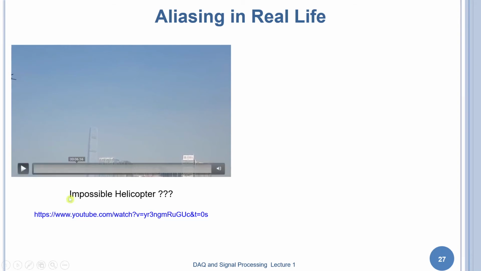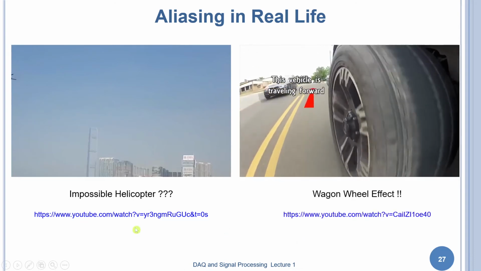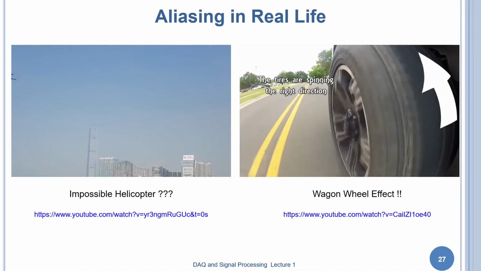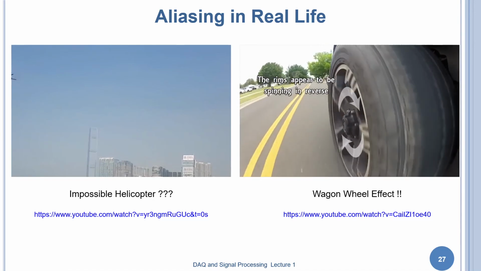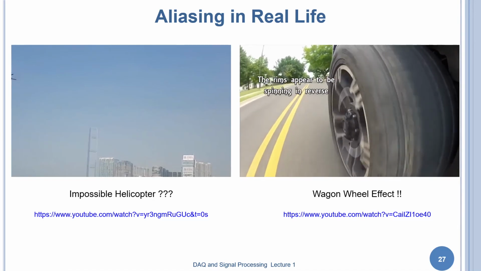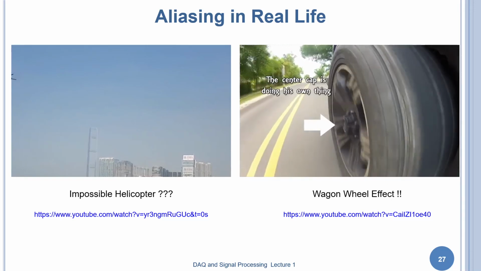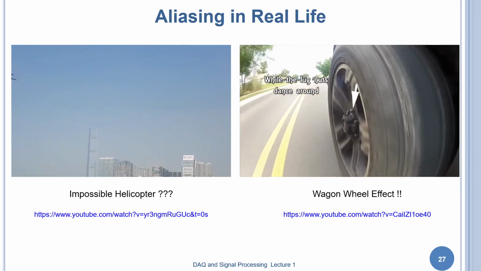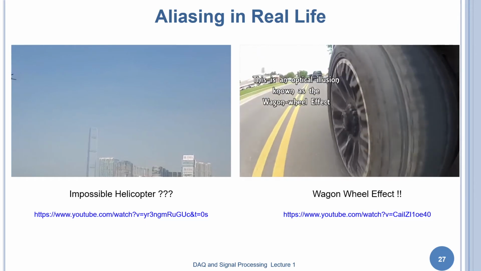Now let's look at another example. Here, you would have seen this a lot in real life. Even though the car is moving forward, you can see the rim moving backwards, in the opposite direction of the movement of the car. This again is because of aliasing, and it is called the wagon wheel effect.